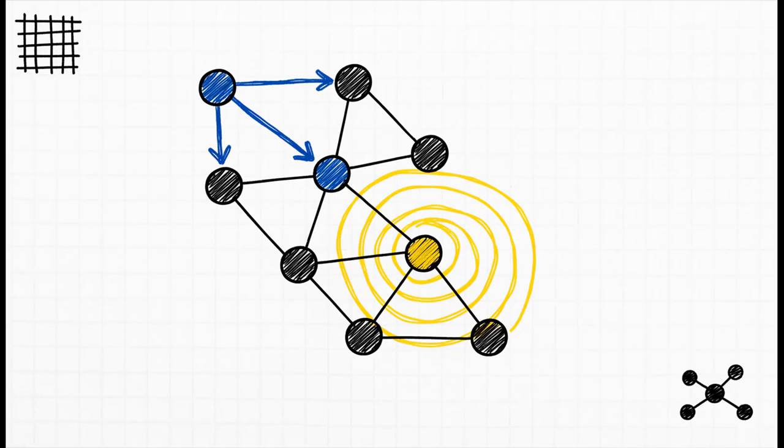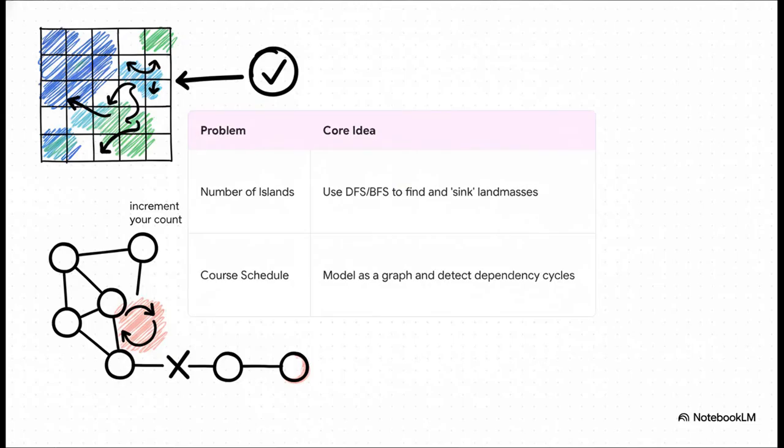Now, not every problem is a simple straight line. Sometimes data is all interconnected, like a social network, a subway map, or a web of dependencies. When you see a problem like that, your brain should immediately light up and scream, graphs. And to explore them, we use our trusty traversal sidekicks, DFS and BFS. For instance, in Number of Islands, you're scanning a 2D grid. The moment you hit a piece of land, you launch a search, a DFS or a BFS, to explore and sink that entire island so you don't count it again.